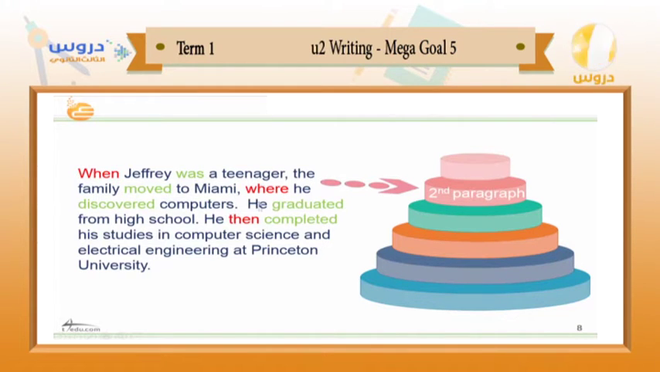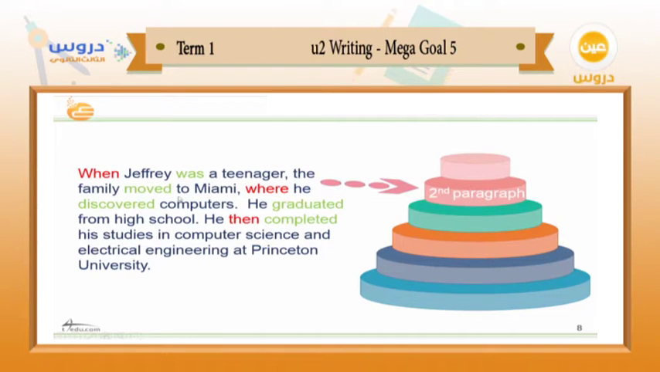So he graduated from high school, then completed his studies in computer science. So he was in love with this field, so he completed his study in it. If you notice here, we have when, where, and then. When he was a teenager. So these are the connectors. We connect this sentence with the other.